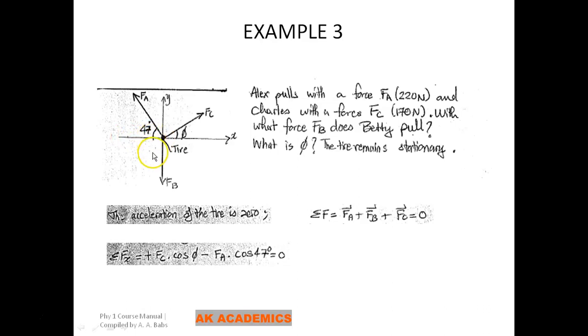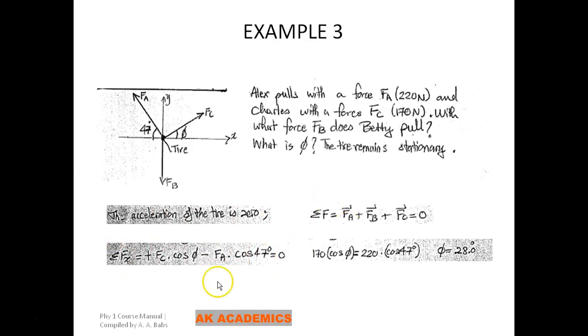So pay attention to that. That is important: Fc cos phi minus Fa cos 47. We do know that our Fa is 220 and we do know that our Fc is 170. Don't forget that the summation of all the Fx, the summation of F, will be equal to 0. So the summation of all the horizontal components of the forces would be equal to 0.